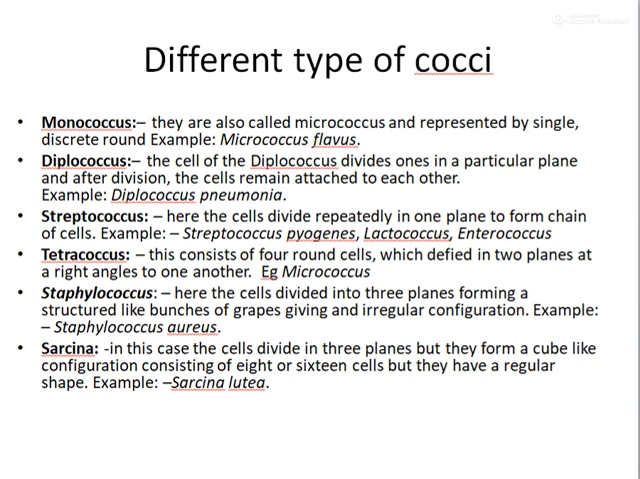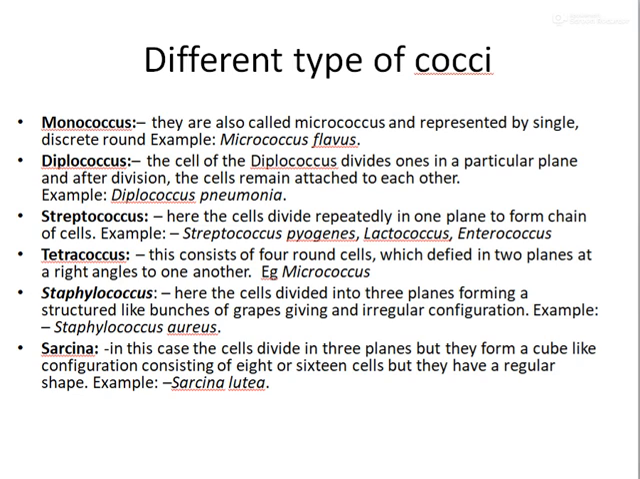And sometimes it might consist of about four round cells which are divided in two planes at right angles to one another. Micrococcus is an example. That is, they will form a tetrad consisting of four cells. And sometimes the coccus itself can form grape-like structures by dividing in three different planes. And grape-like structures will be formed. An example you can see in Staphylococcus.